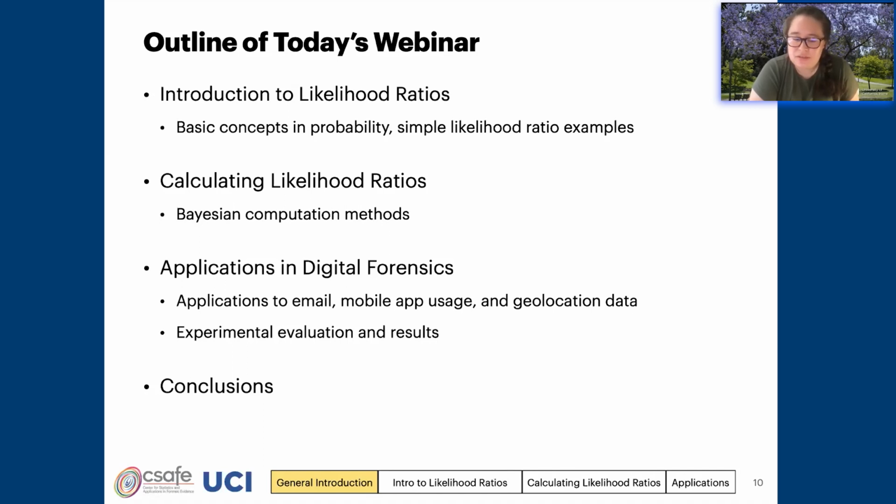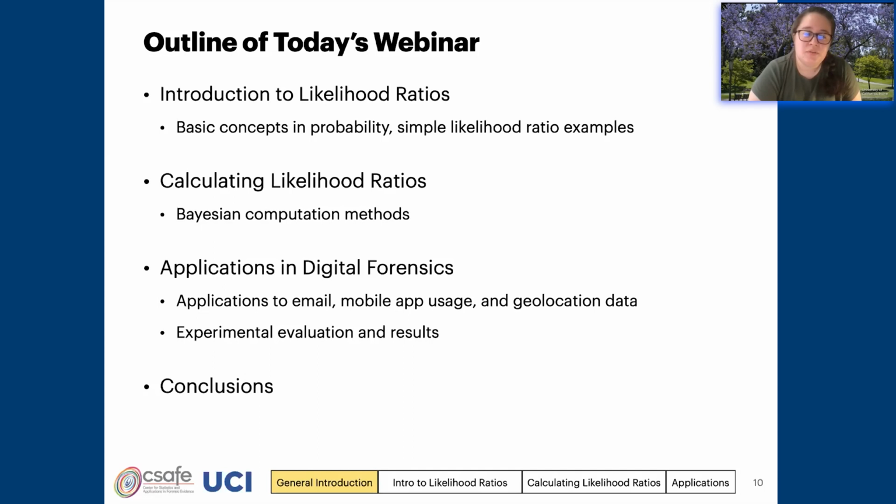The second part is, once we have built the foundation for the concept of likelihood ratios, we'll talk about how we can actually calculate it. And for this webinar, we'll go through specifically Bayesian computation methods, but we'll briefly discuss some other strategies as well. And then for the remaining part, we'll talk about our recent work in applying the methods that we would have built up in the first two parts of the webinar to digital forensics data specifically.